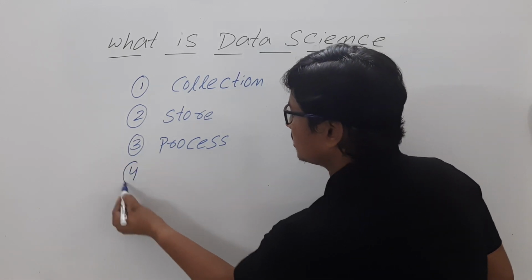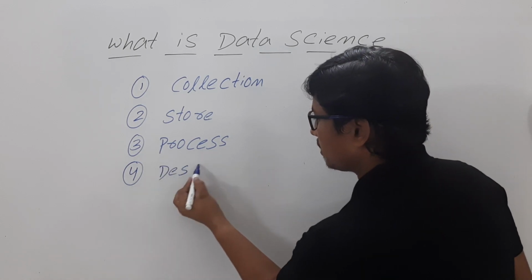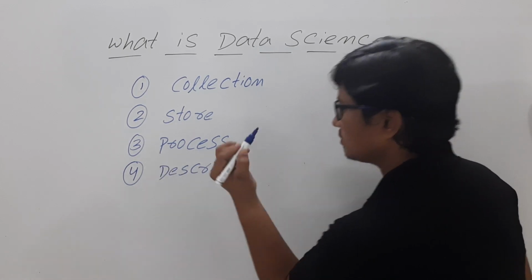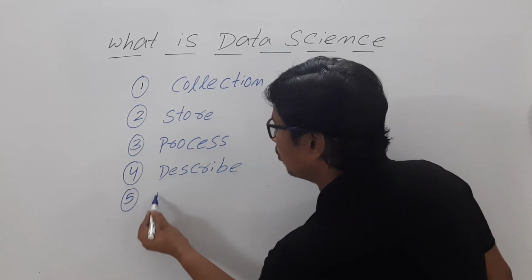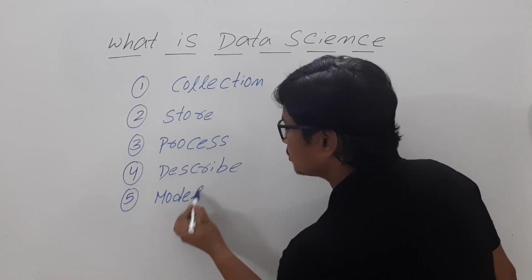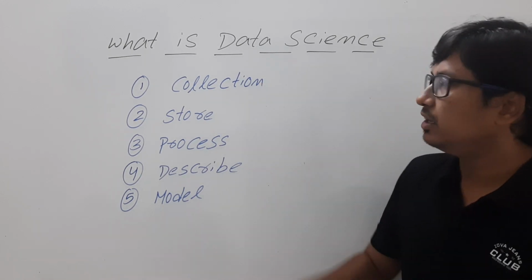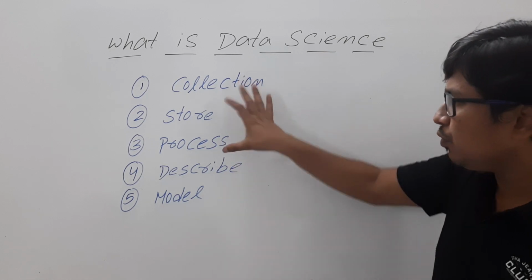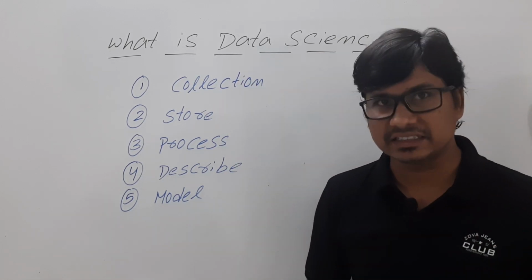Once you process the data, you need to describe the data, and finally you have to model the data. So these are the 5 tasks involved in data science. If you perform any one of the tasks, then you can call yourself a data scientist.